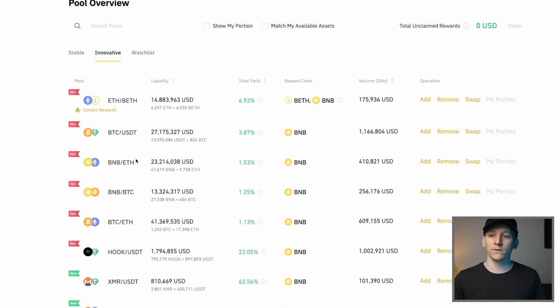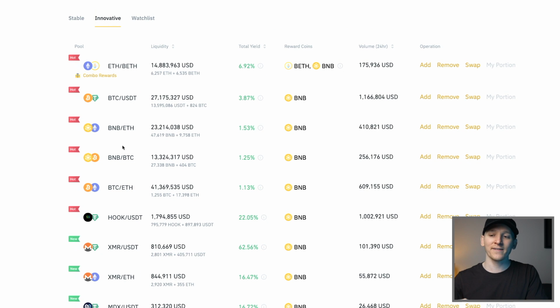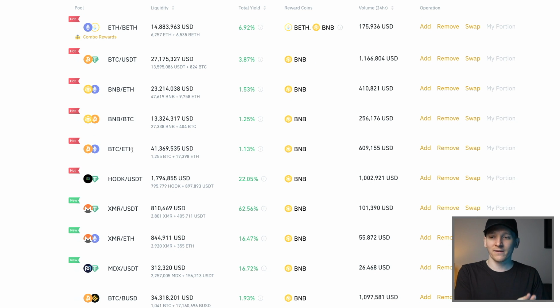So there's two ways to do this. The first is using what they call innovative. This is where you have two assets that are not alike. They're not the same, and they're not going to have the same price. A great example of that would be Bitcoin and US dollar Tether, two completely different assets that are going to have different prices. BNB and ETH, again, they will have different prices as well. They are not exactly the same.